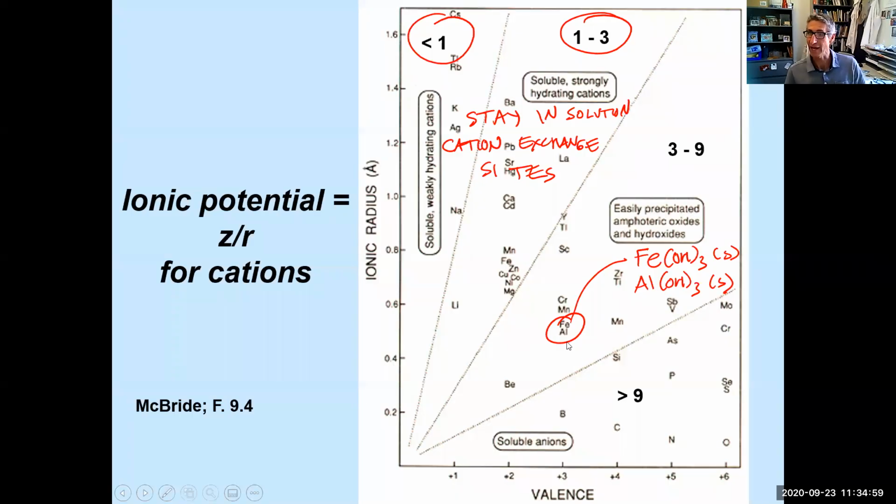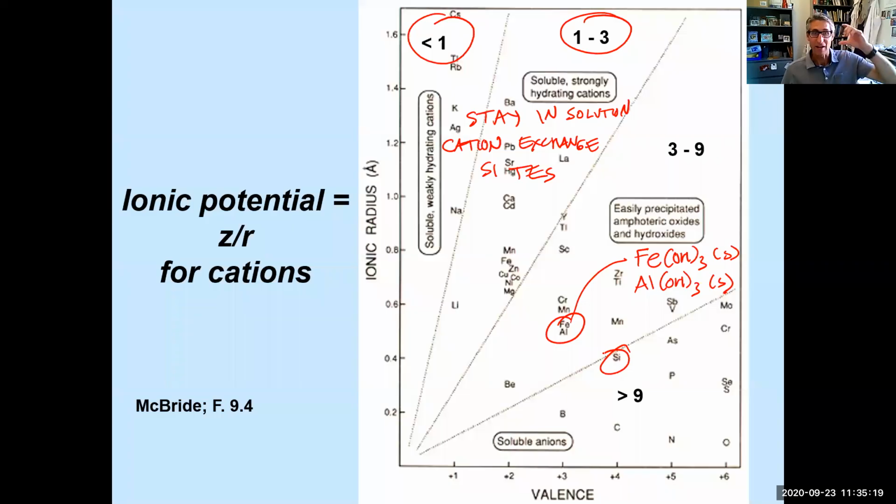Which is the last cation that we haven't talked about yet. It's a super common component of most minerals. Silicon? Silicon. Brady said it. So silicon, where is silicon? There it is right there, right?